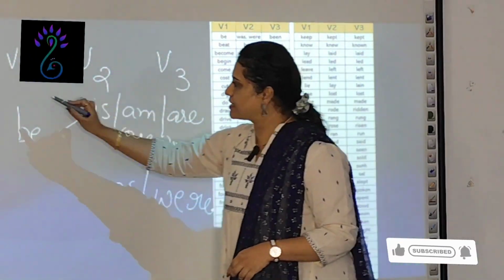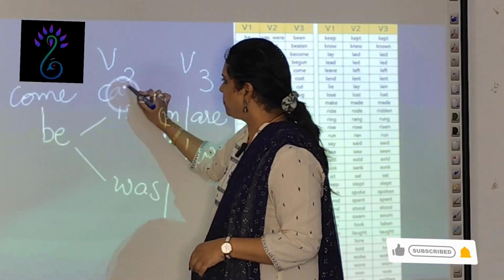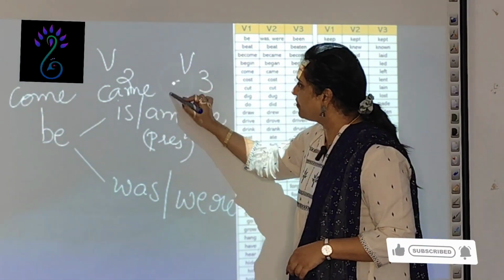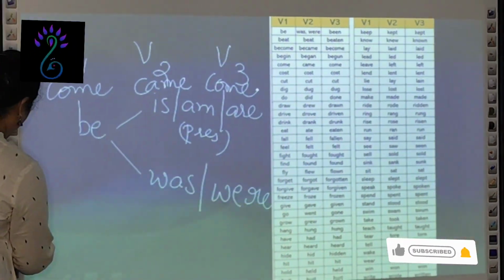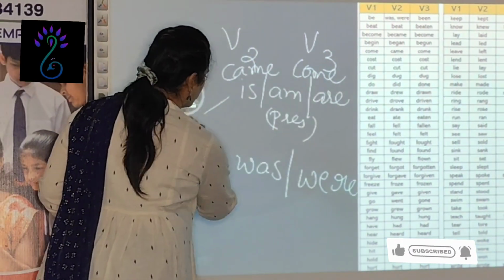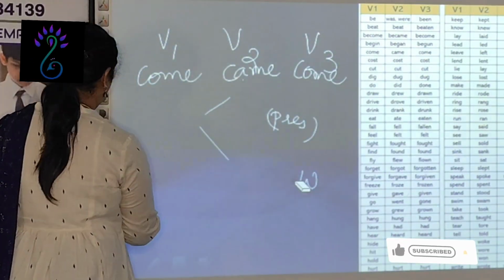See, note this is very important. Come: in V2 it is came, and in V3 it is come again. Okay, few of the verbs, they don't change.